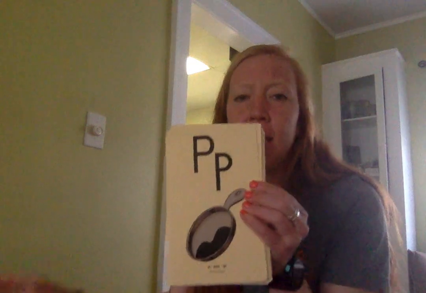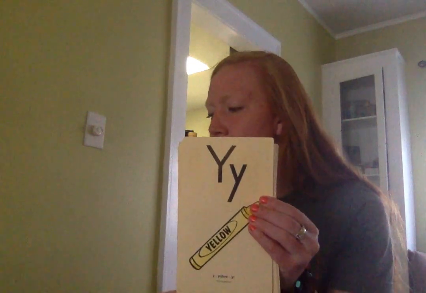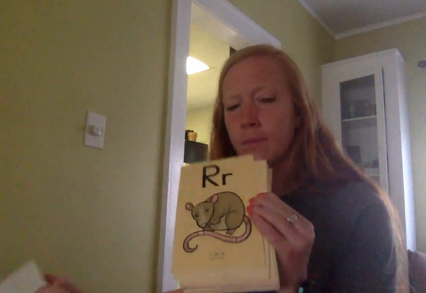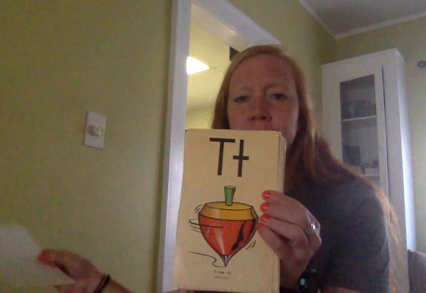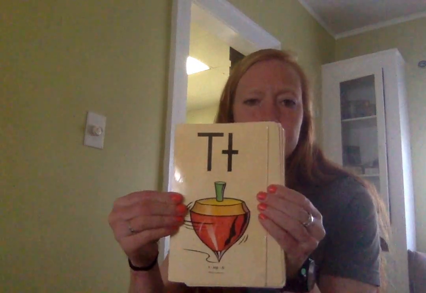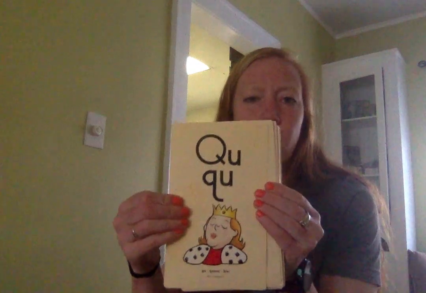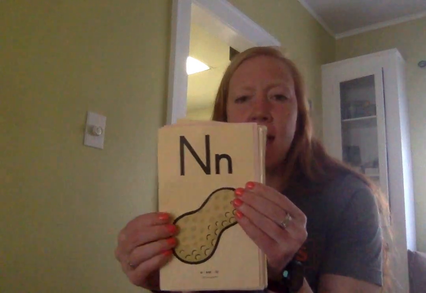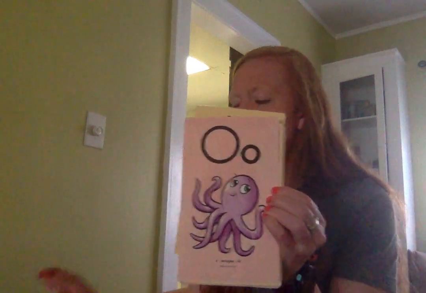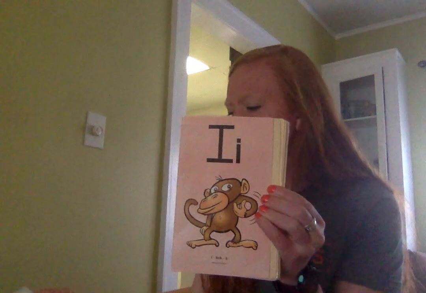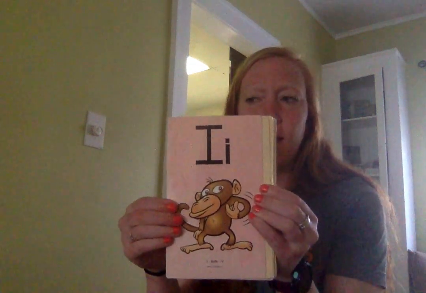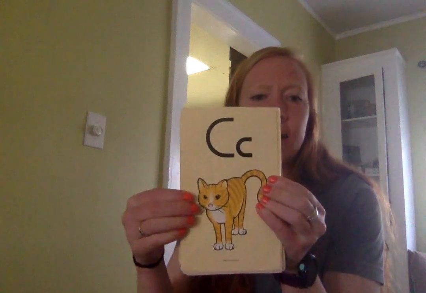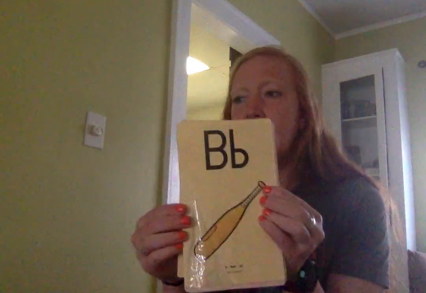The first one. K, kite, k. P, pan, puh. Y, yellow, yuh. R, rat, rrr. T, top, t. Q, queen, qua. S, snake, s. L, lamp. N, nut. O, octopus. I, itch. C, cat. B, bat.